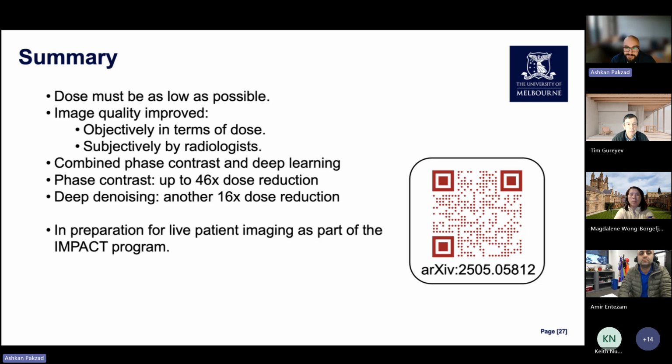So we already have a large dose reduction by phase contrast imaging, and deep denoising takes that at least 16-fold further dose reduction. And this has all been in preparation, as most people here know, for live patient imaging in the IMPACT program, where we've used fresh mastectomies, which are as close as possible to live patients. So we're keen to transfer this model to live patient scanning. And if you're eager to learn more, the study's also been released as a preprint, which I can drop the link into the chat later.